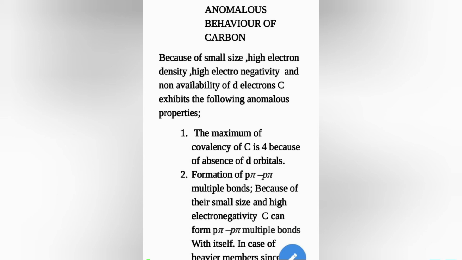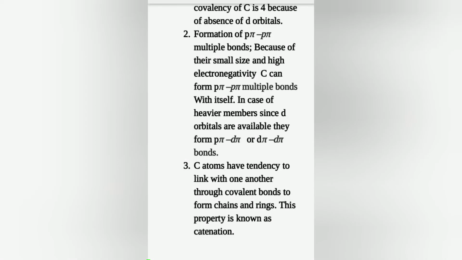Next one is formation of p-pi multiple bonds. Because of its smaller size and high electronegativity, carbon can form p-pi multiple bonds with itself. In the case of heavier members, since d orbitals are available, they form p-pi d-pi or d-pi bonds. Same explanation as we did in the case of boron. We know that a pi bond is formed as a result of sidewise overlap of unhybridized p orbitals. Sometimes it will be d orbitals also.